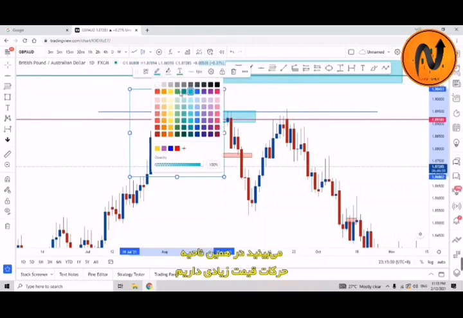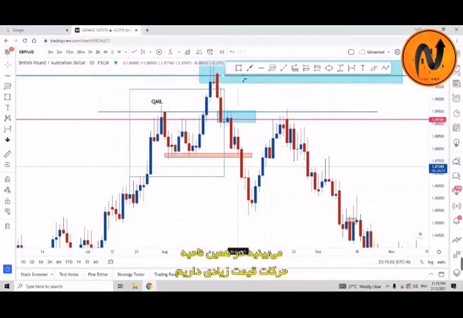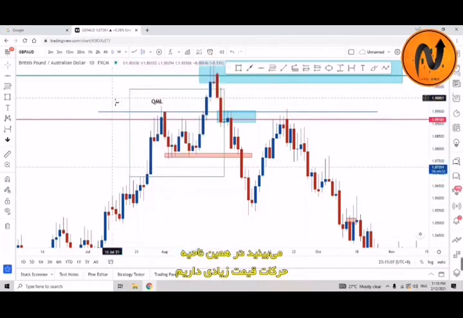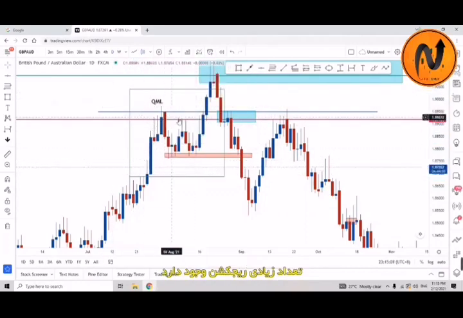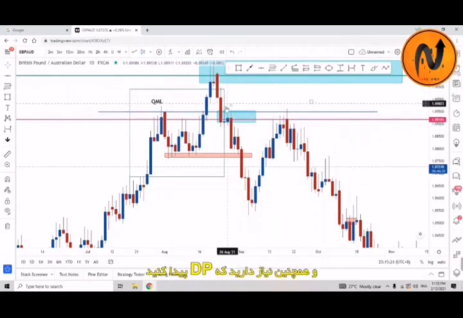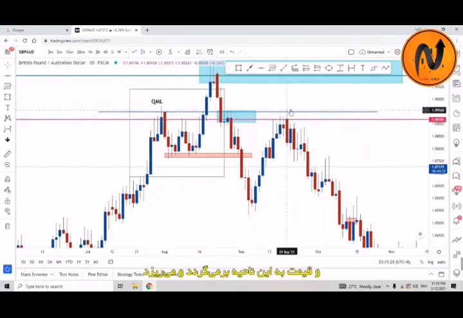Talking about this area itself. You can see that there is a lot of price action, right? There is a lot of rejection. So it's very obvious, this is a QML. All right, sorry, this is an MPL, maximum pain level. And of course, you need to find your decision point. And this is where the price will come back and then break.